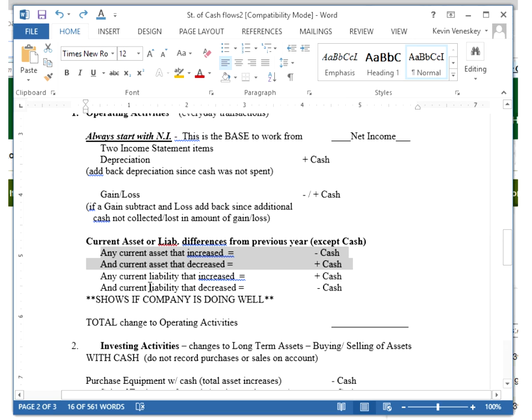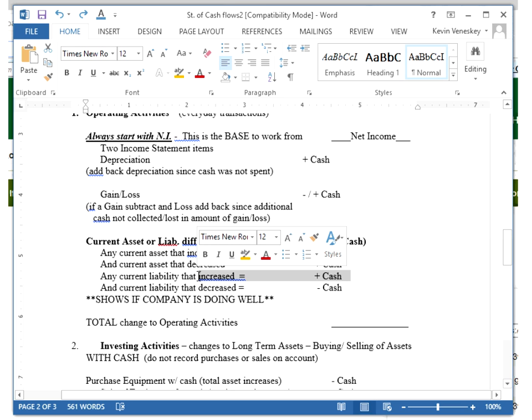And then our final little piece of the operating section is our current liabilities. Take, for example, our accounts payable. If accounts payable went from $2,000 to $3,000, it went up. Well, the reason why an account payable would go up is usually I expensed something. Let's say I put advertising on account. So I would have debited advertising expense if I used it right away, and then I'm going to pay the advertising company later. So that accounts payable went up by $1,000.